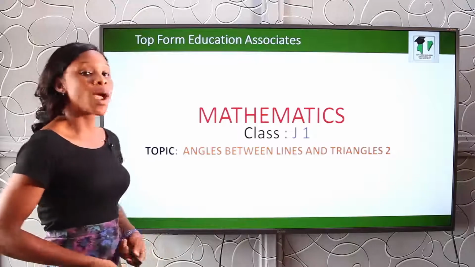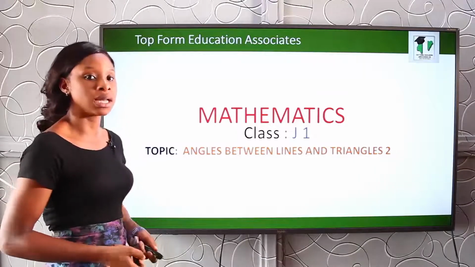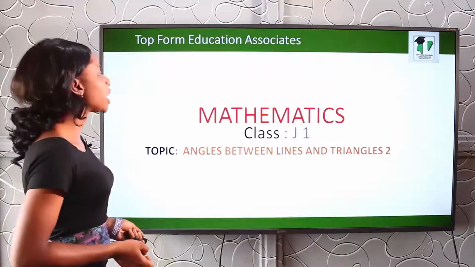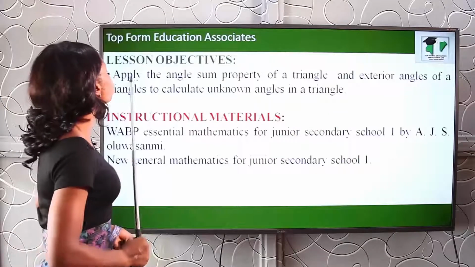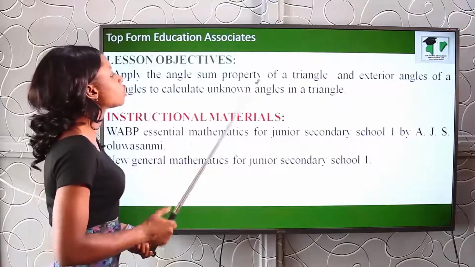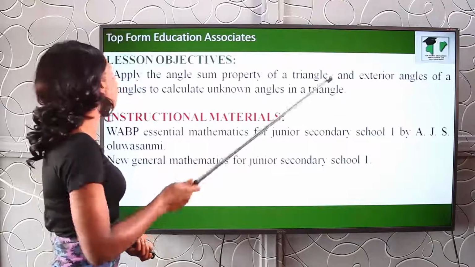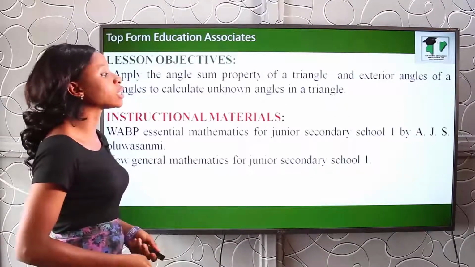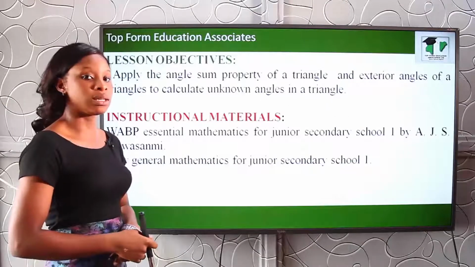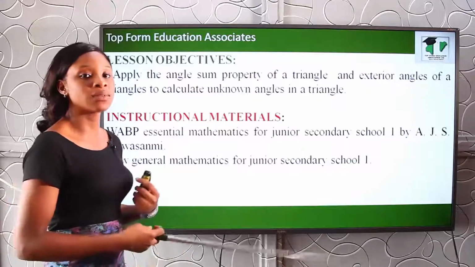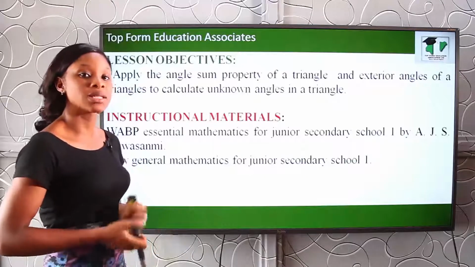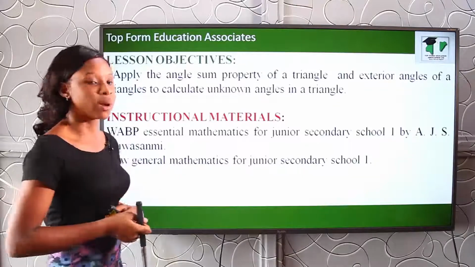Well, today we are going to be focusing on angles in a triangle. Now, by the end of this lesson today, you should be able to apply the angle sum property of a triangle and exterior angles of a triangle to calculate unknown angles in a triangle. Simply meaning, by the end of this lesson today, you should be able to calculate angles in a triangle.